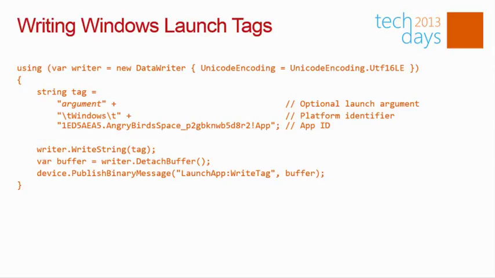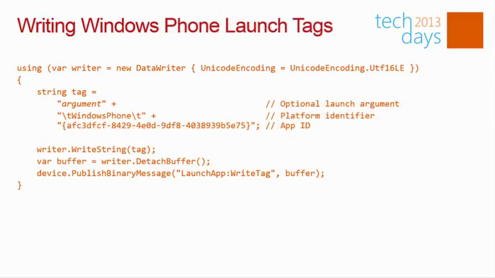That second string, Windows, identifies the platform. That's short for Windows 8. And that third string is the ID of the application that this would launch. This would be something that you typically get from the package family name in the manifest. Just for fun, I went out and got the app ID for Angry Birds Space from the Windows Store so that, if I wrote this out to a tag, I could launch Angry Birds Space from a smart tag like this.